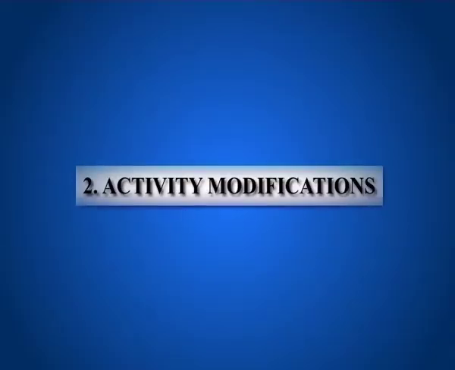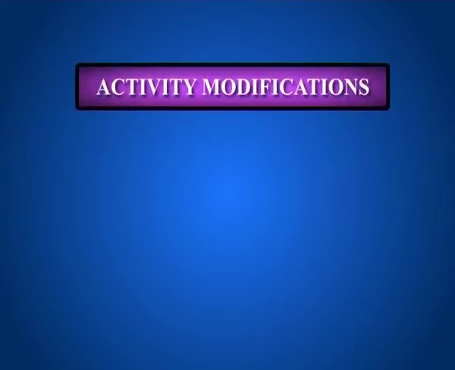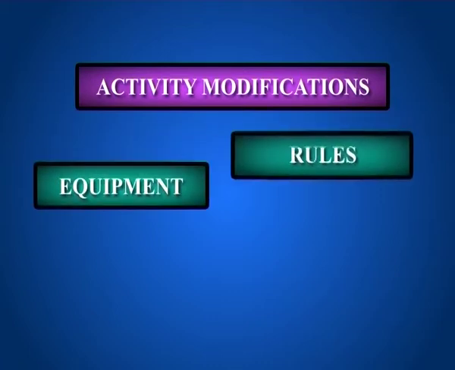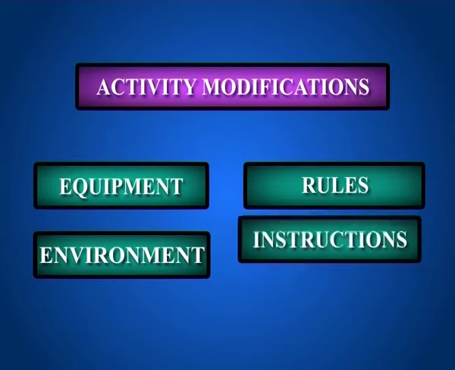Next point to be discussed is activity modification. As discussed in deciding on the most appropriate curriculum, approach, and activities to meet the individual's learning goals, it might become apparent that modification of activities is necessary if the student is going to participate successfully. Lieberman and Houston-Wilson 2002 have suggested that activity modifications can be broken down into 4 categories. Number 1, equipment. Number 2, rules. Number 3, environment. And number 4, instructions.